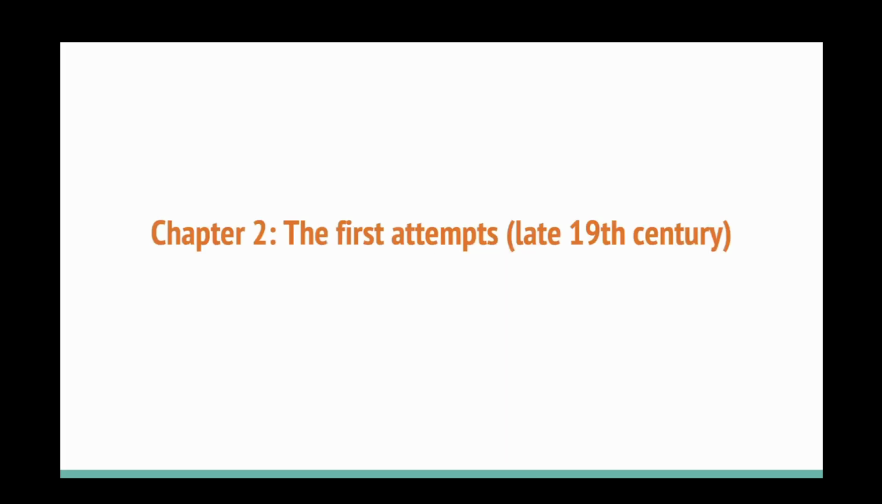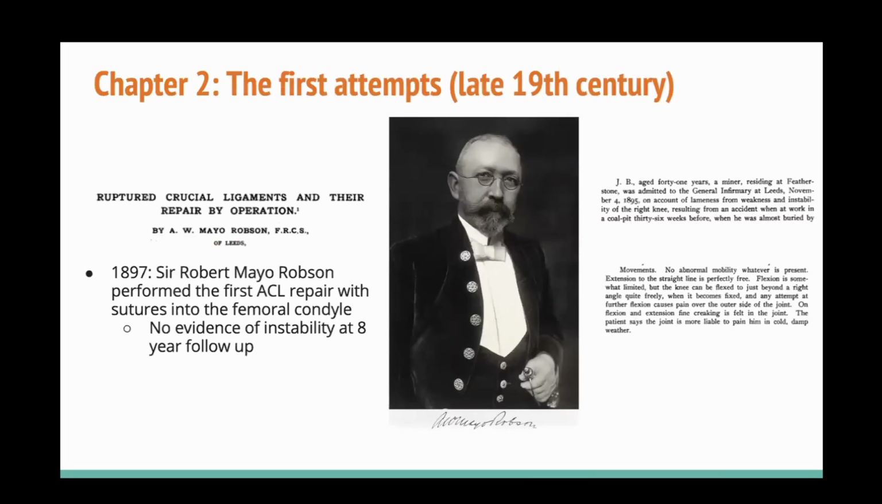First attempts at dealing with ACL injuries date all the way back to the late 1800s. Sir Robert Mayo Robson performed the first ACL repair, and he basically sutured the ACL back into the femoral condyle. He followed his patient for 8 years, and you can actually read about his case report. This was a 41-year-old miner from Featherstone, admitted to a general infirmary at Leeds. He was admitted on account of lameness from weakness and instability of the right knee from a work accident in a coal pit.